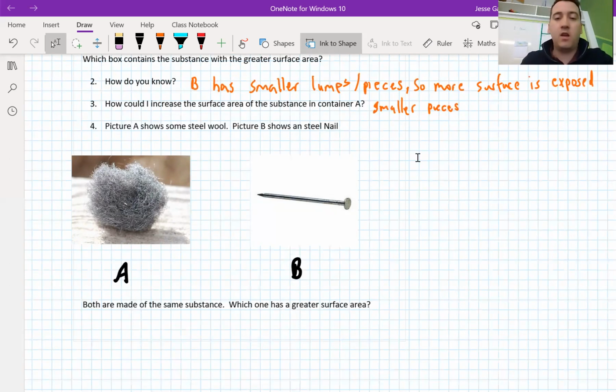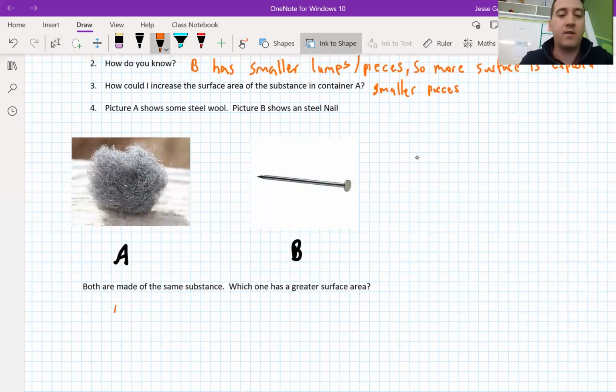All right, so hopefully you went for A. A has a greater surface area. So the answer is A. If you said A, that's correct.